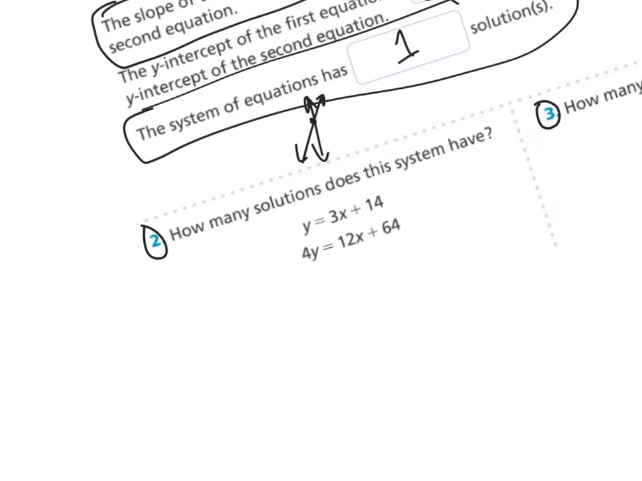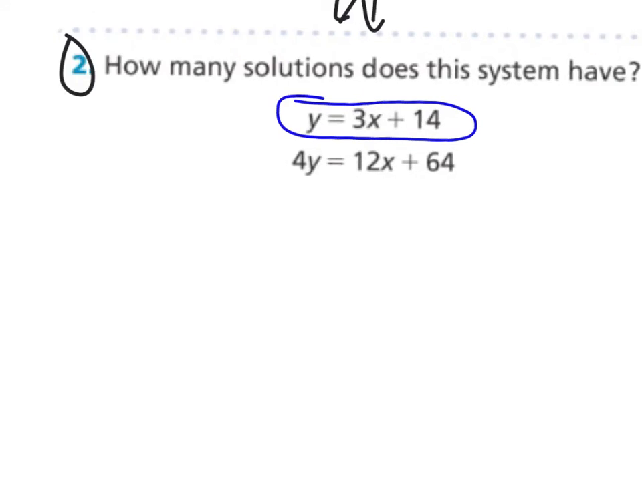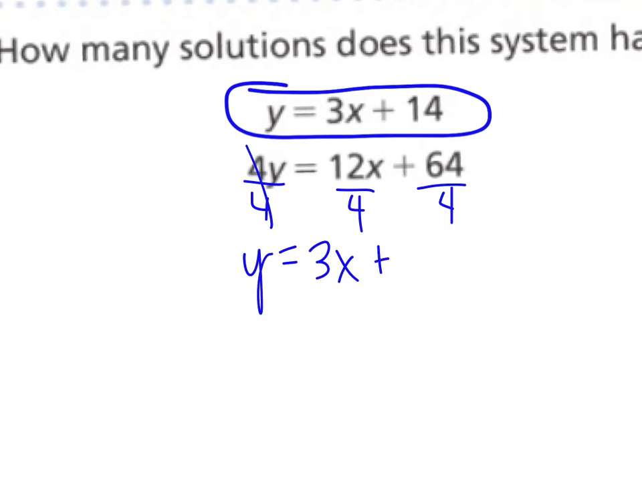So look at number 2. They're asking how many solutions this system has. The first equation is already y equals, so I like that. The second equation is not quite there, so we're going to get it as a y equals equation. Then we'll be able to tell what our slope and y-intercept are. So to get the y by itself here, they're multiplying by 4. We need to divide by 4. We need to divide all the terms by 4 then. So that would be y equals 3x plus 16.